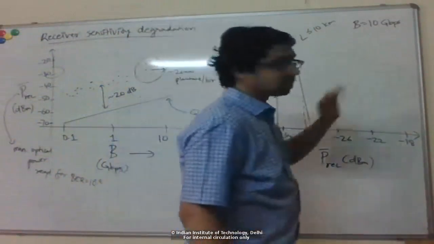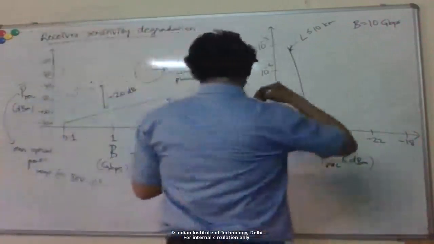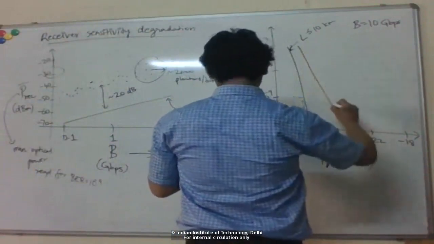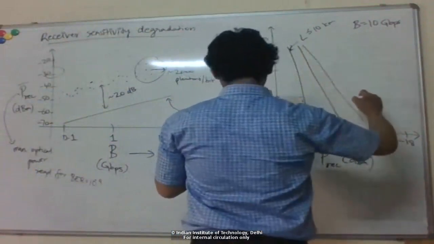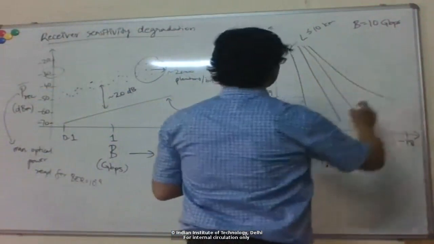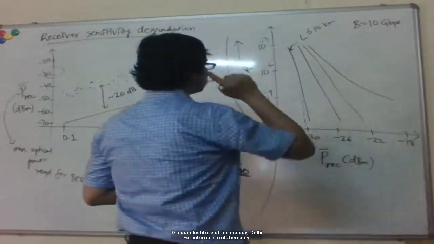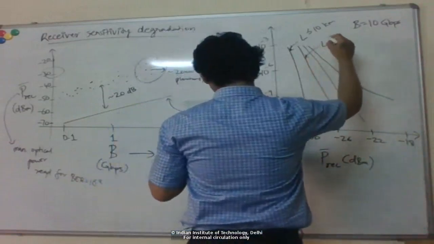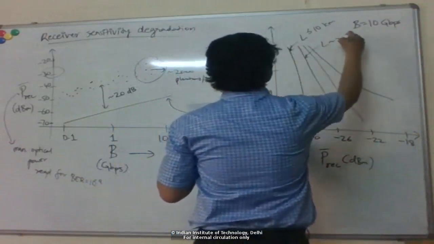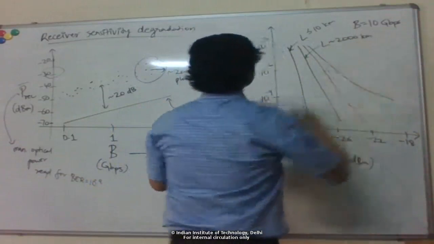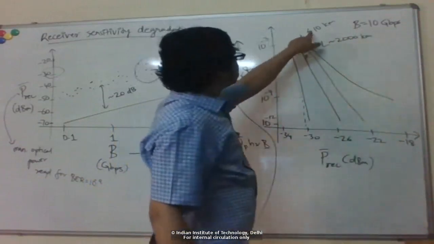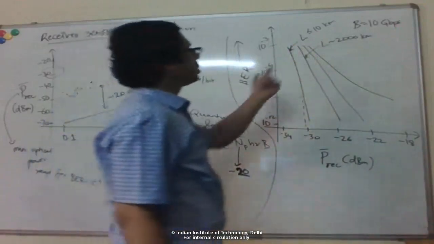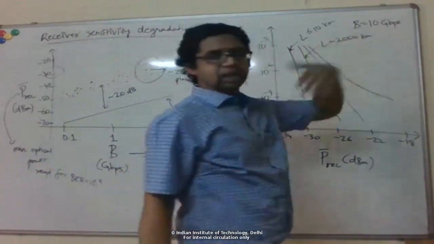So this curve shifts to the right. Now it looks like that, and the shift becomes worse and worse. So this is, for example, like 2000 kilometers. You can see that going from very short length to 2000 kilometers, my power penalty has not gone up much. 2000 kilometers would mean, let's say, you have 20 amplifiers every 100 kilometers.